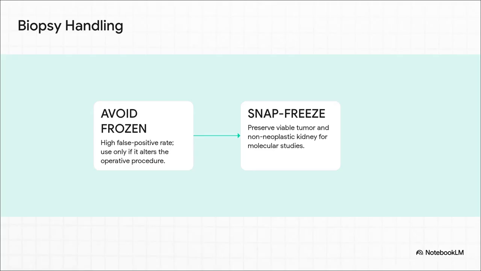And the protocol is super clear on two main things here. First, just avoid frozen sections. The reason is simple. The false positive rate is way too high. So unless the surgeon absolutely needs an answer to decide their next move in the OR, it's best to wait. And second, and this is so important for modern pathology, always snap freeze some viable tumor, at least a gram. Oh, and don't forget to freeze a bit of normal kidney too. That's your perfect control for molecular studies down the road.